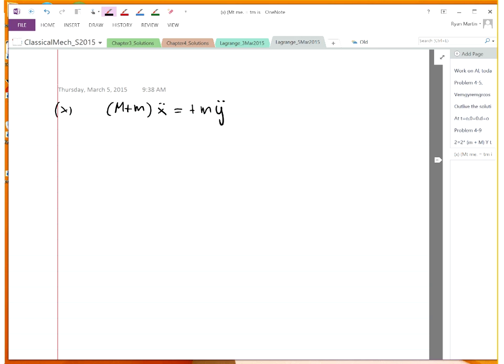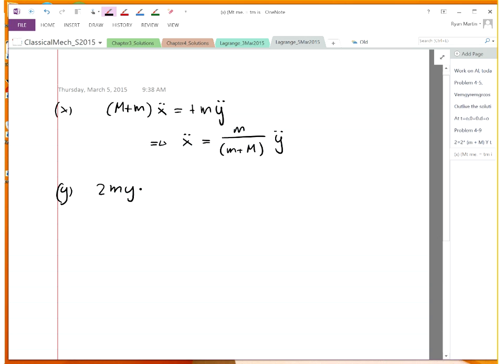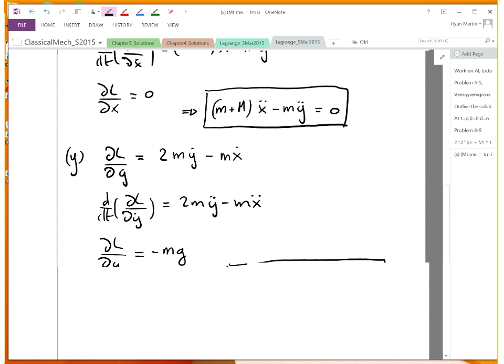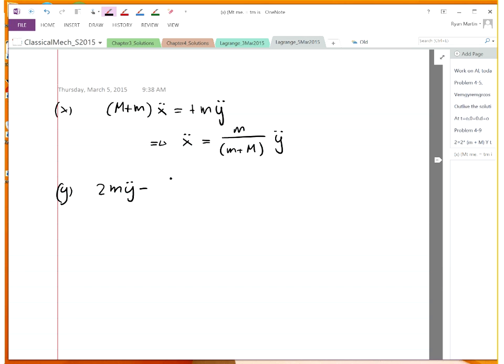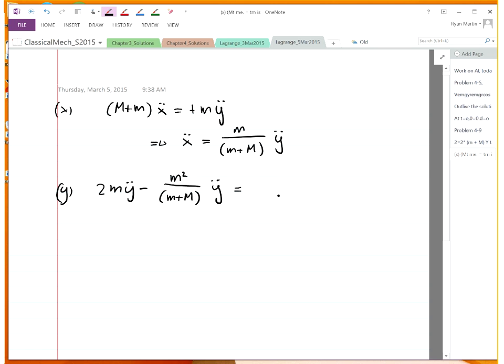Just take the first box equation here, and I move the m y double dot to the other side, so I can find that x double dot is equal to lowercase m over the sum of the masses times y double dot. I can put that into the y equation. So the y equation was 2m y double dot, then it was minus m x double dot, so that'll be minus m squared over the sum of the masses y double dot, and that's got to equal minus mg.